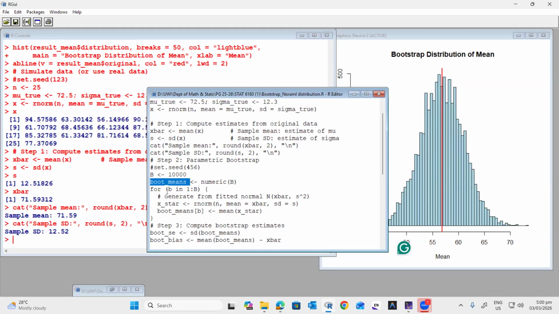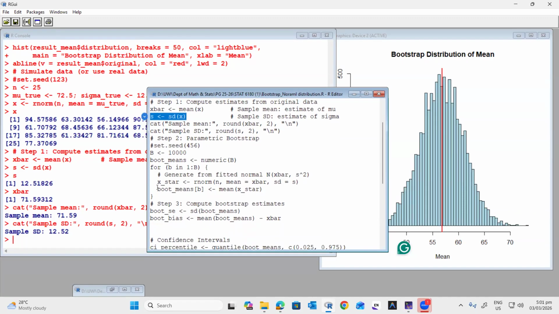So after that, I'm going to apply the for loop, and there I'm going to generate random numbers through x that I'm going to store in x star from the normal distribution of size n. Mean will be my sample mean that I took from the generated data, and standard deviation will be my s, that is my sample standard deviation that I took from the generated data.